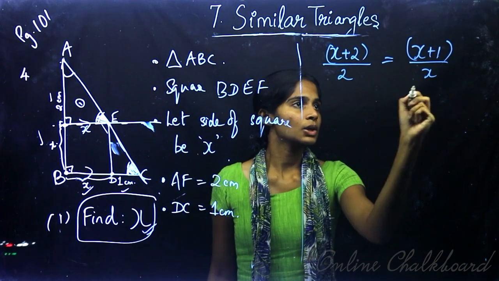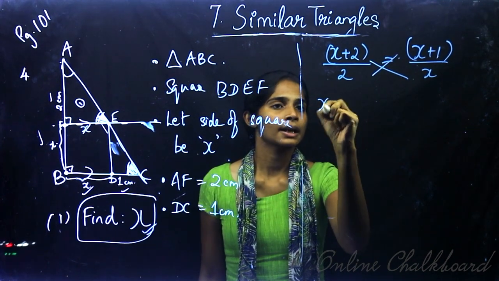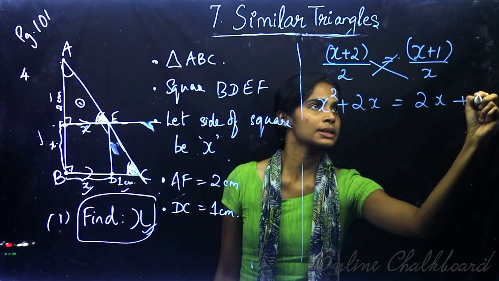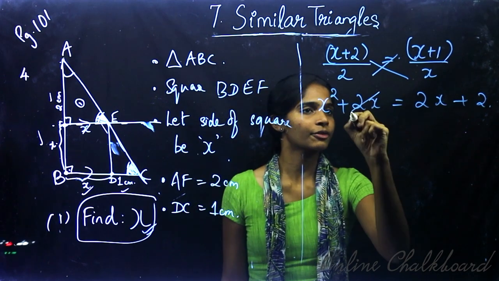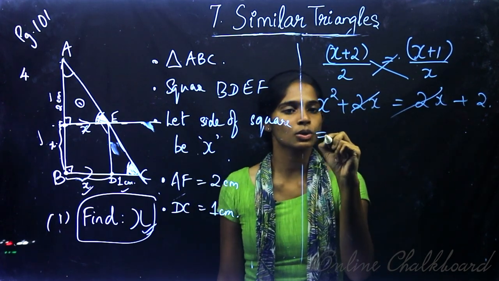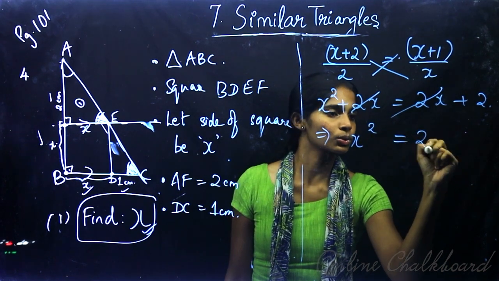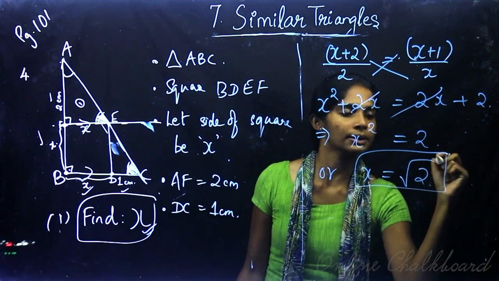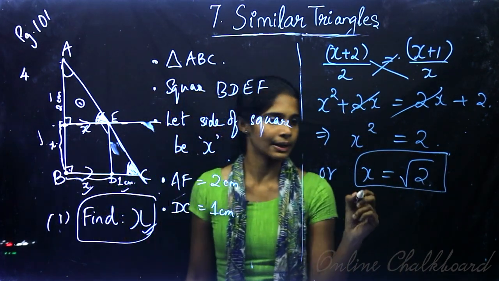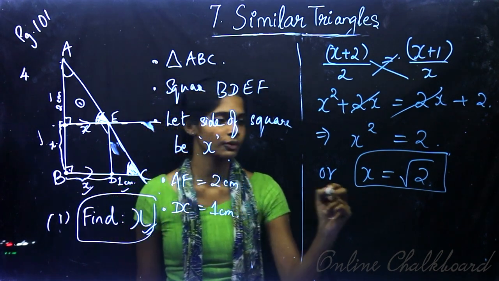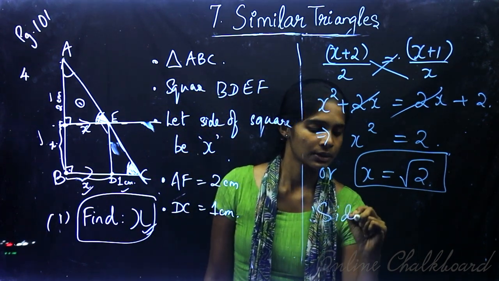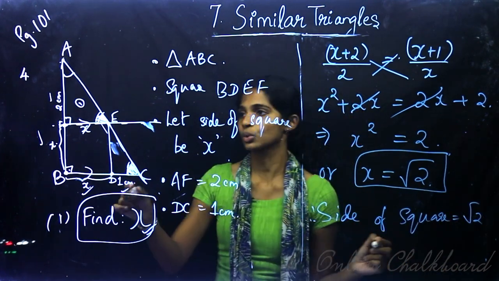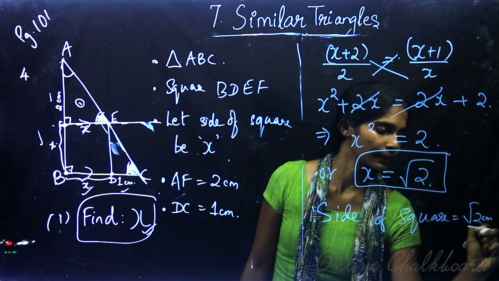Cross multiplying, we get X square plus 2X is equal to 2X plus 2. From the left and right, we can cancel the common terms. So we get X square is equal to 2, or X is equal to root 2. We are only taking the positive value because it is the side of a square. So X is equal to root 2. So that is our first part. Therefore, the side of the square is equal to root 2 centimeters. Write the unit too.